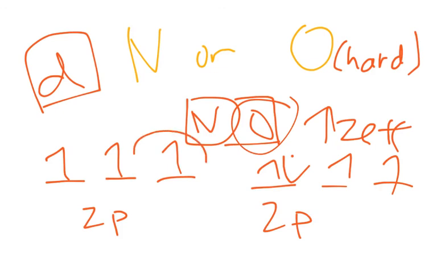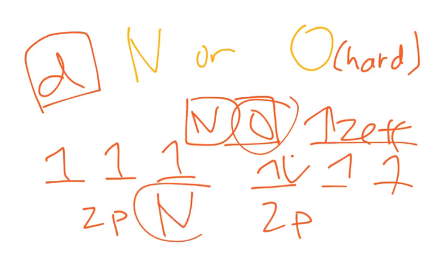So removing an electron here is actually harder than removing an electron from here, even though oxygen has a higher Zeff. So that's why nitrogen in this case has a higher first ionization energy, and this is yet another exception, and it's hard, but you'll learn.